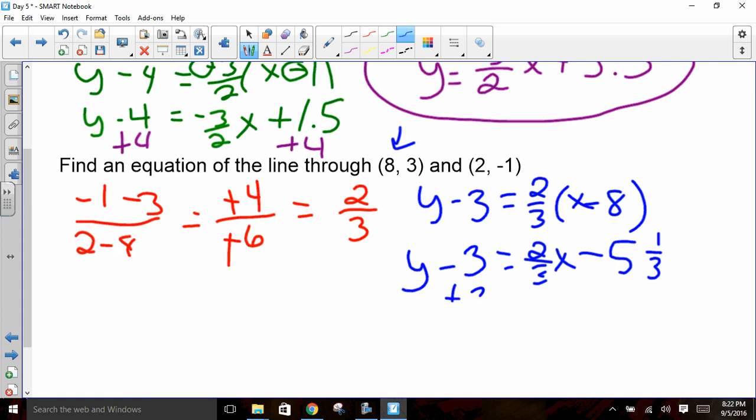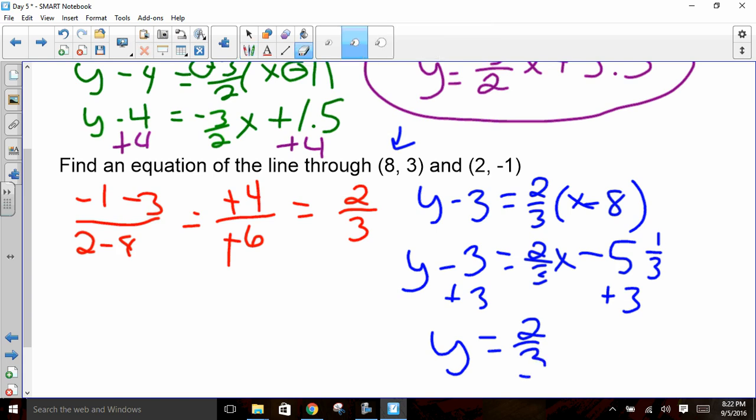Add over my 3. Y is equal to 2/3, man, cannot get that 3 to come out today, 2/3 x minus 2 1/3.